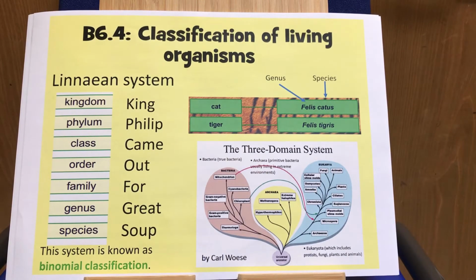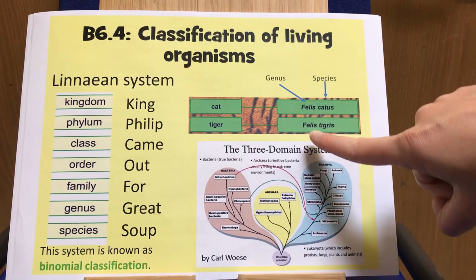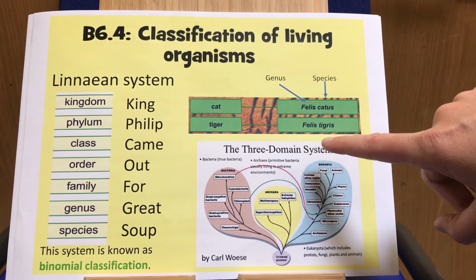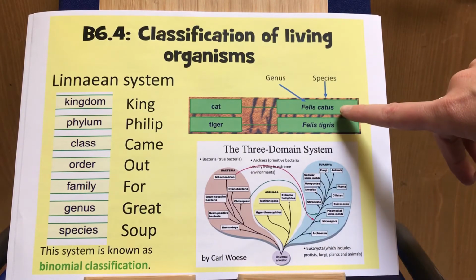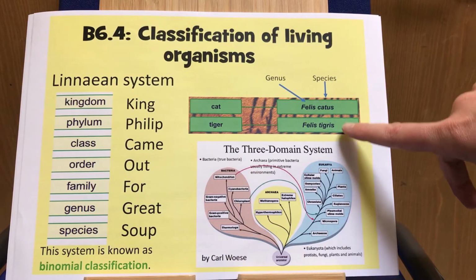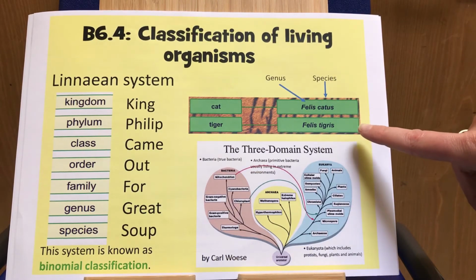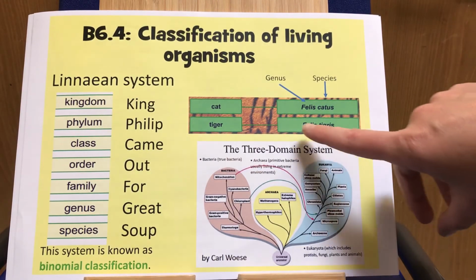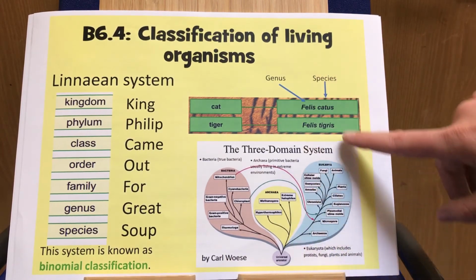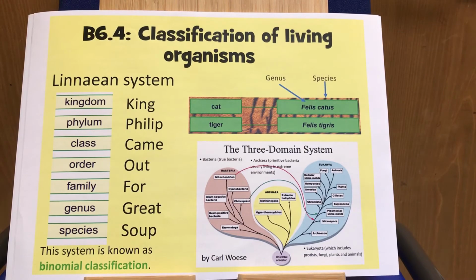Now we can see here the first word is the genus and the second word is the species, and we can see that cat and tiger have the same genus, so they are similarly related, but we know that they are separate species because we can see catus and tigris. Okay, this is known as binomial classification. Bi because there's two names to it. So the genus is the first name and the species is the final name.